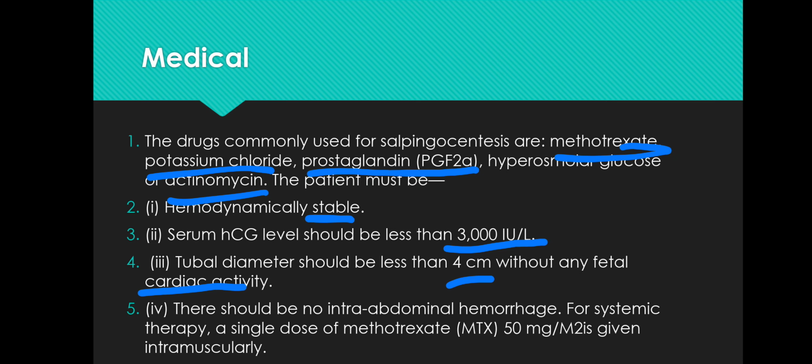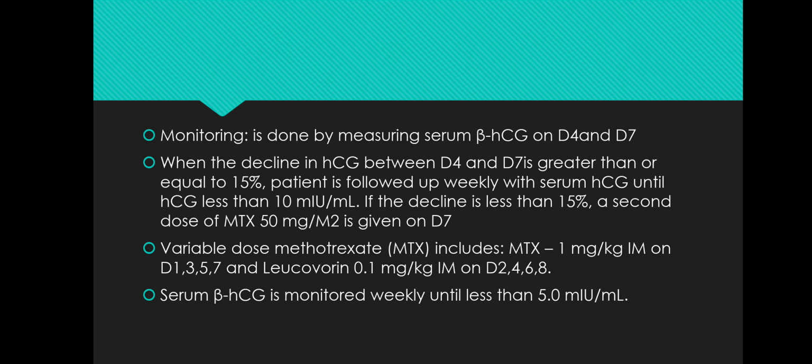Then for systemic therapy, a single dose of methotrexate of about 50 milligrams is given intramuscularly. This one is for systemic therapy. So this is on medical management. Then you have to also monitor the levels of beta HCG on day 4 and day 7 as you begin your treatment.